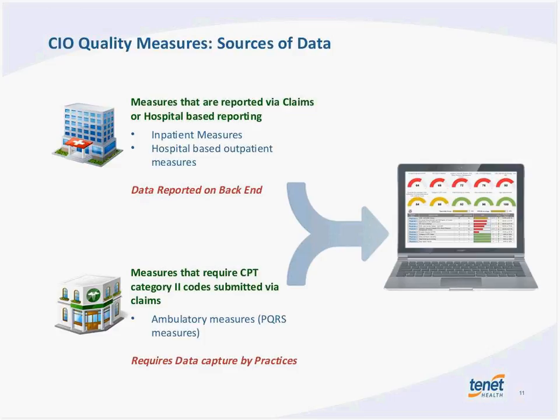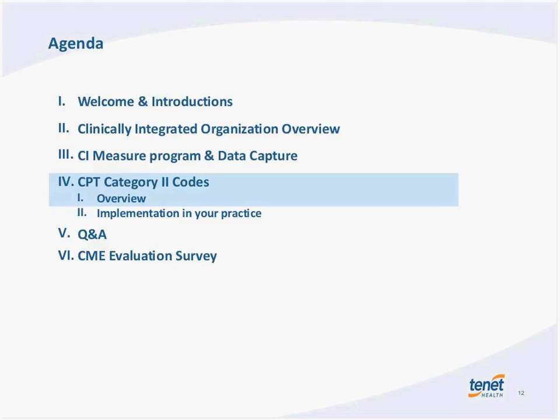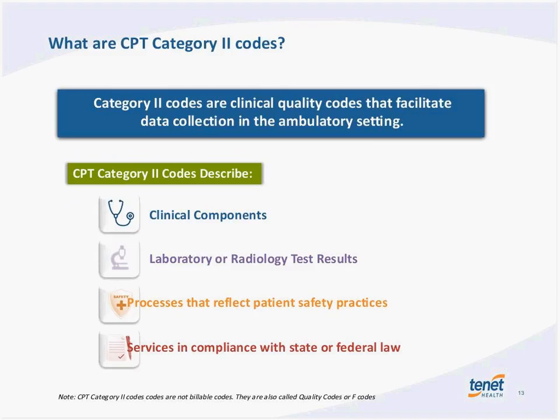And when you receive your specialty measures for 2015, they will include a section or a quick reference guide to CPT Category 2 codes, and we will review a sample of what that looks like in just a little bit. So what are CPT Category 2 codes? To provide an overview, these are non-billable codes and are clinical quality codes that facilitate the reporting of data in an ambulatory setting.